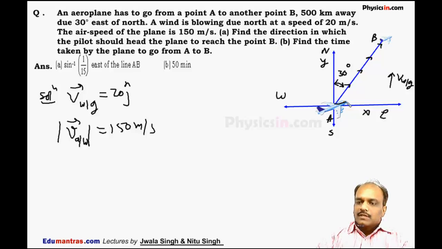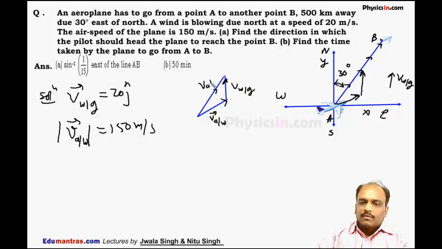Now let's see. Let's assume the pilot is moving in this direction and the wind is blowing it in this direction. So if the pilot is heading towards this direction and the wind is moving in this direction, the aeroplane is actually going like this. So this is the velocity of aeroplane with respect to wind, this is the velocity of wind with respect to ground, and this is the velocity of aeroplane with respect to ground. Now we know this distance is 500 km.